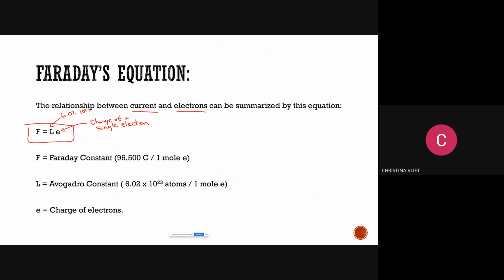Charge of a single electron, which is on your paper as well. The charge of a single electron is negative 1.60 times 10 to the negative 19. And electrons are negative, which is why it's a negative in the front. So do me a favor and do 6.02 times 10 to the 23rd and multiply that by 1.60 times 10 to the negative 19. What number does that give you? If you take those two constants and multiply them by each other.